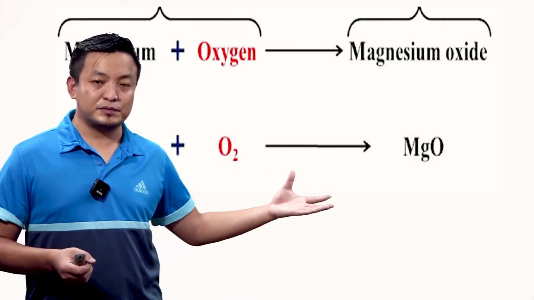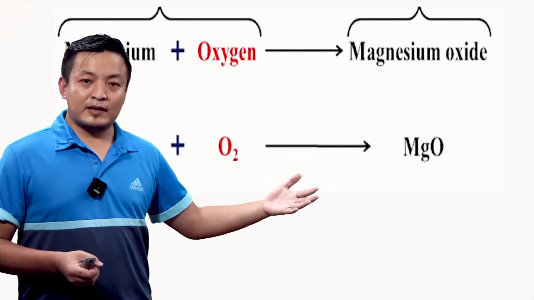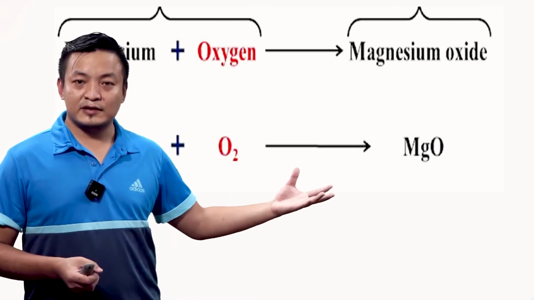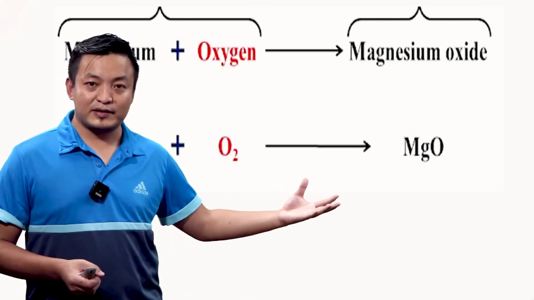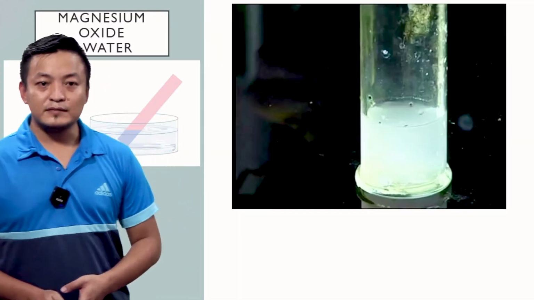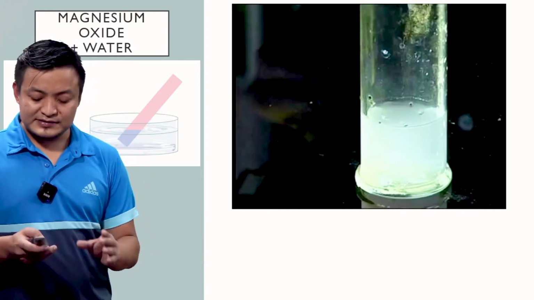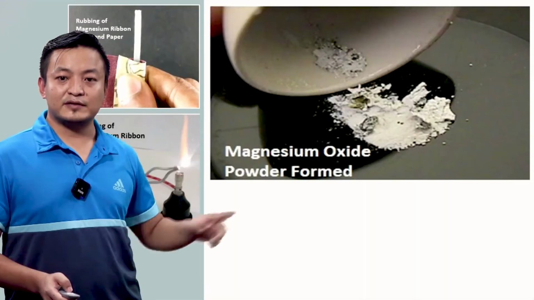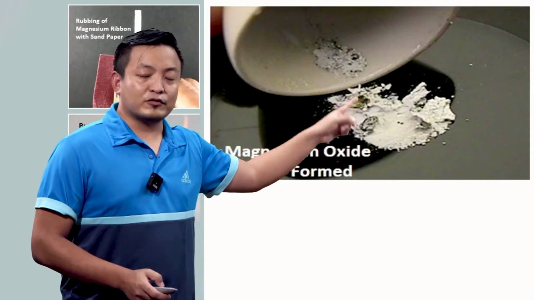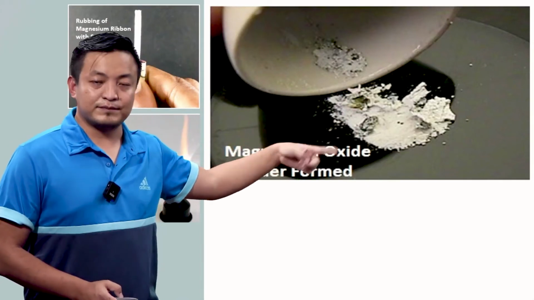Burning of magnesium ribbon is a chemical change, right? We're getting a new substance, and evolution of gas is taking place, and it is releasing heat as well. Okay, so students, now the next thing: this magnesium oxide, we are going to use it for another activity, okay?